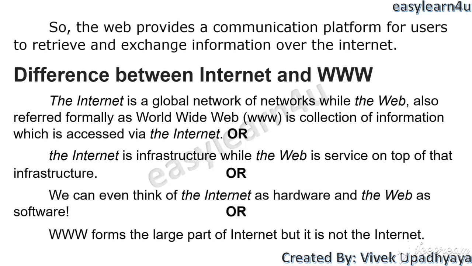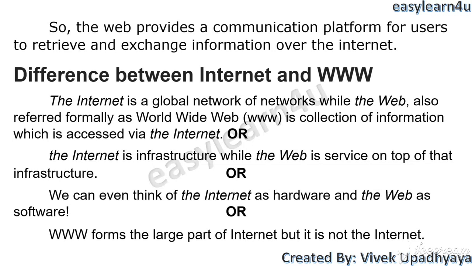So internet is a global network of networks, while the web, that is called World Wide Web, is a collection of information which is accessed via the internet. So internet is hardware architecture which helps to access the information through www. The internet is infrastructure while the web is a service on top of that infrastructure.